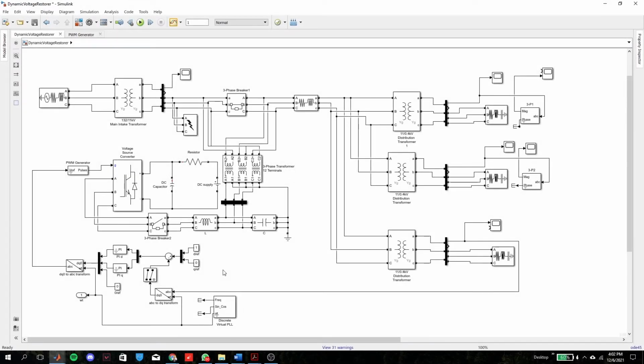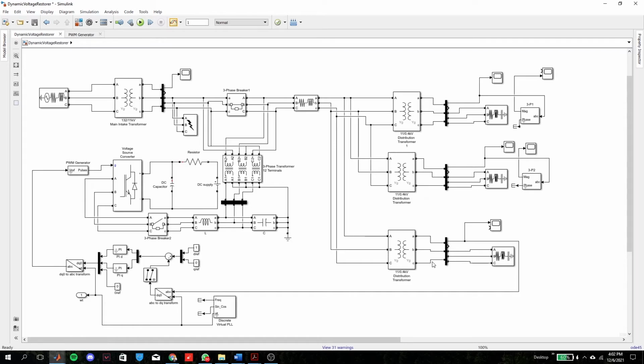In this project, a DVR has been constructed in order to validate the performance of D-STATCOM. The main difference between DVR and D-STATCOM is that DVR is connected in series with the system, while D-STATCOM is connected in parallel with the system. DVR consists of a controller, voltage source converter, energy storage circuit, LC filter, and also an injection transformer.